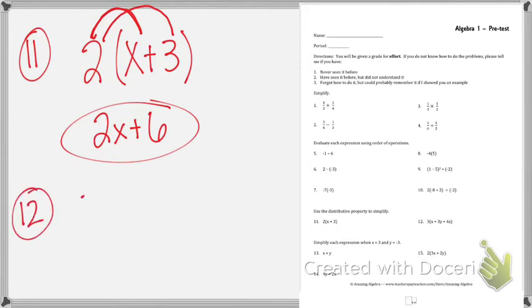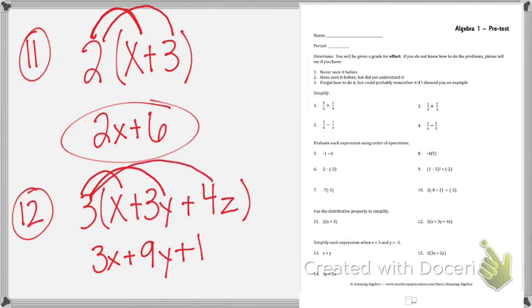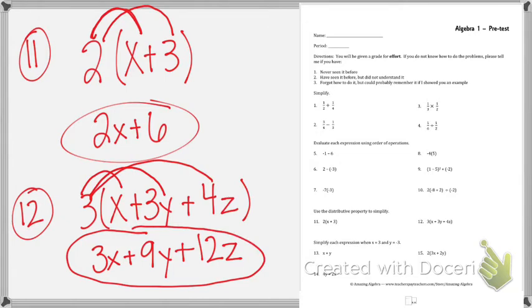Now, number 12, we have 3 times x plus 3y plus 4z. We're going to do the rainbow method 3 times because we have 3 terms on the inside. 3 times x, 3x. 3 times 3y. So we say 3 times 3 first, which is 9. And then drop down our y. Same thing with 4z. 3 times 4 is 12. Bring down your z. We do not have common terms. They all have different numbers. They all have different letters, so we cannot combine them.